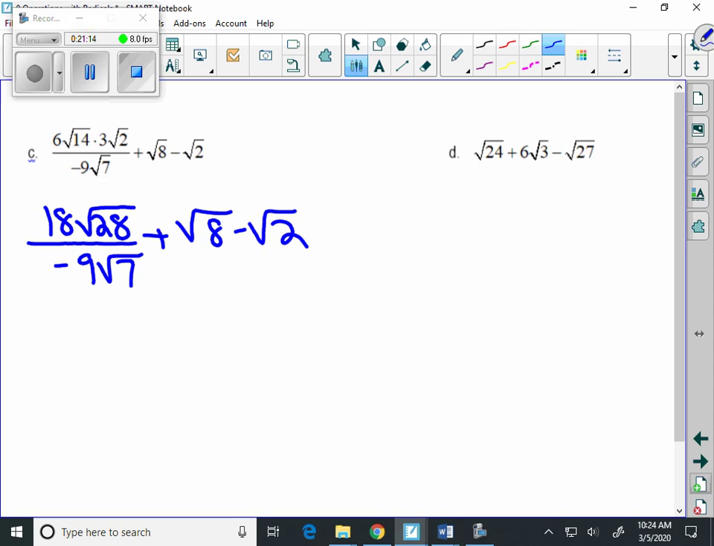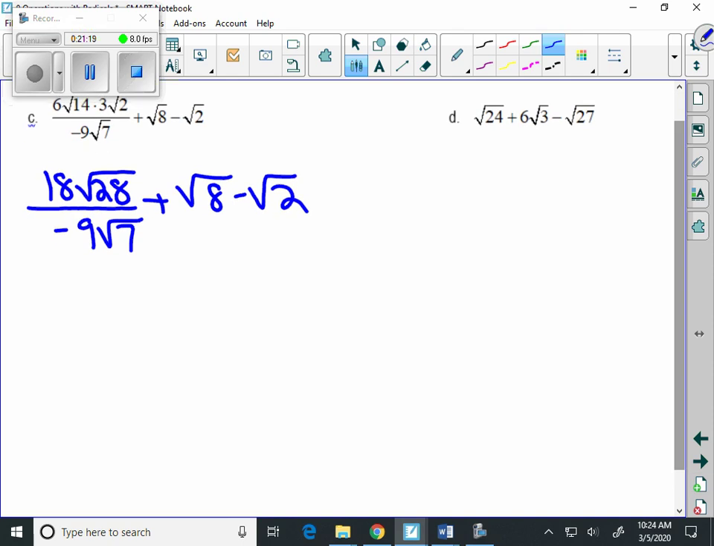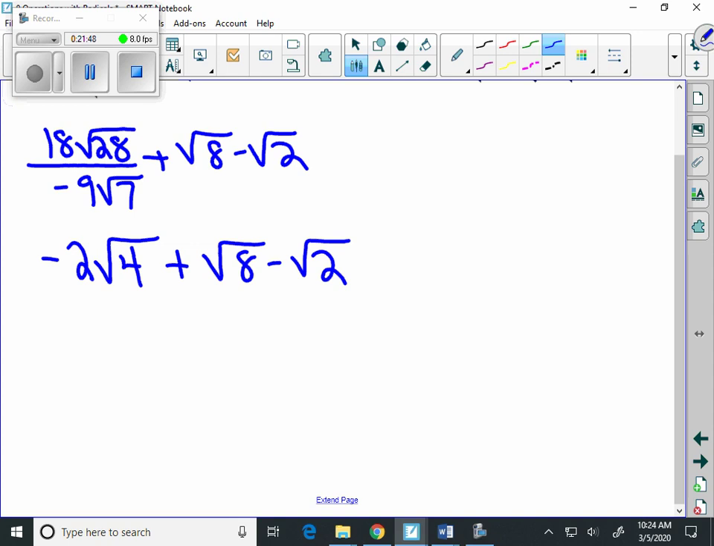All that I did is I looked at the top of the fraction. Secondly, 18 divided by negative 9 is negative 2. 28 divided by 7 is 4. And then we have square root of 8, square root of 2. So we divided the coefficients, the 18 divided by negative 9, 28 divided by 7. Well, then we can ask ourselves, do we know what the square root of 4 is? And you probably do. Square root of 4 is 2.